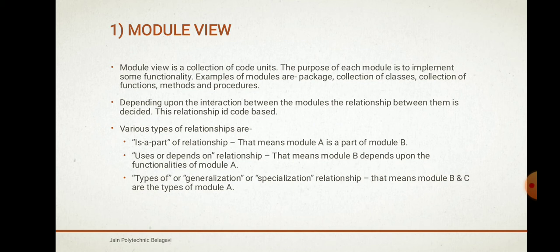The relationship is code based. There are various types of relationships. The first one is the part-of relationship. This means that A is a part of module B. Then there is the uses or depends-on relationship. This means that module B depends on the functionalities of module A. Then there is the generalization or specialization relationship, which means that B and C are types of module A.